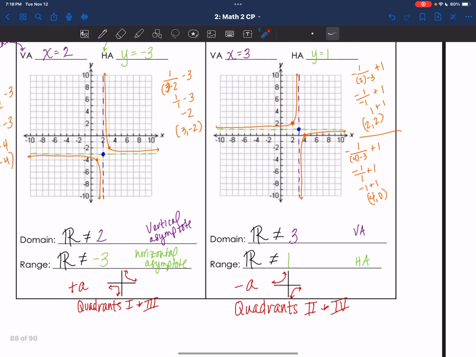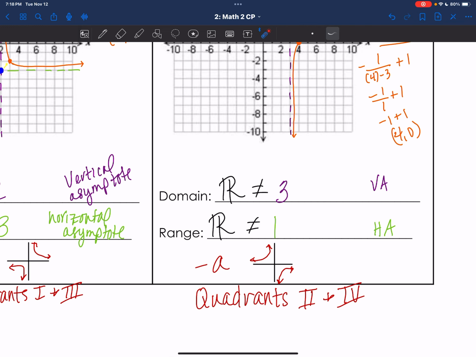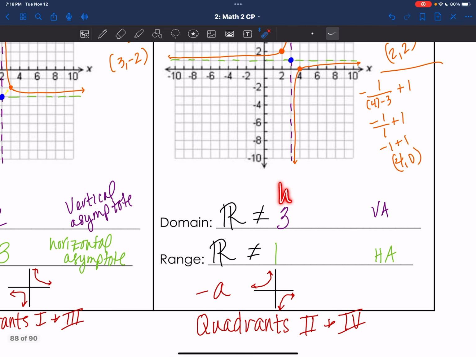And then like I said, for your domain, you look at your h value. So it's going to be really close to 3, but it's never going to be 3. And then for your range, look at your horizontal asymptote or your k value. And it's going to be very close to 1, but it's not going to touch 1.